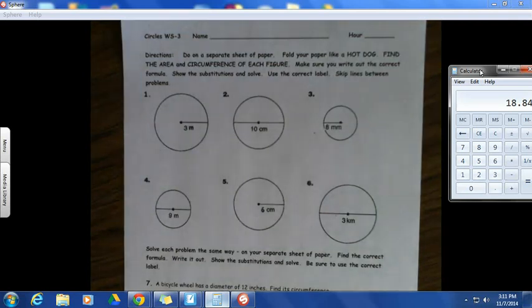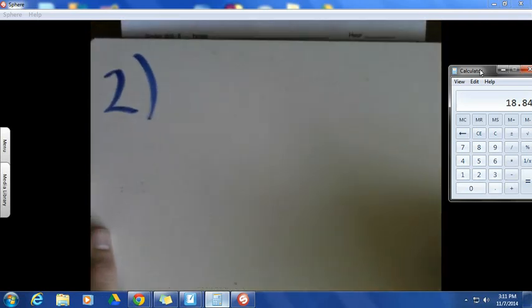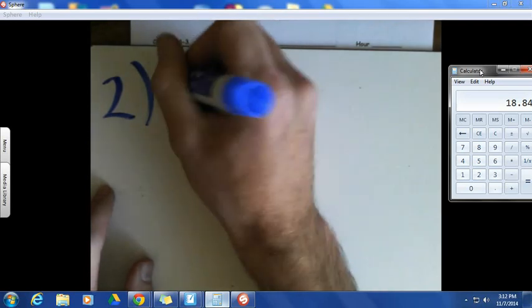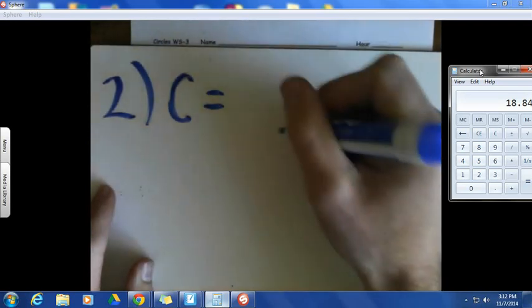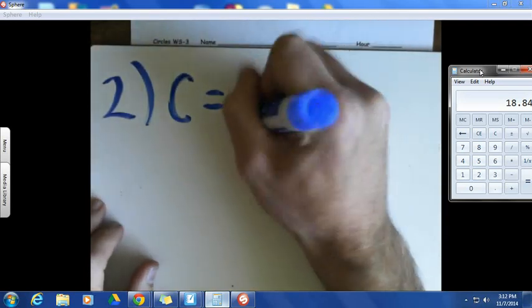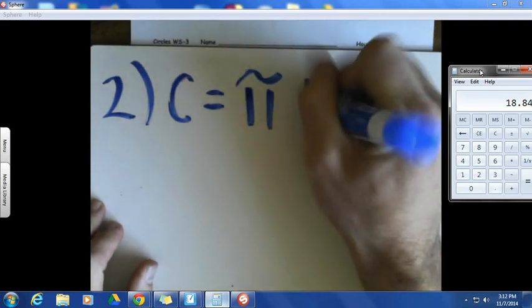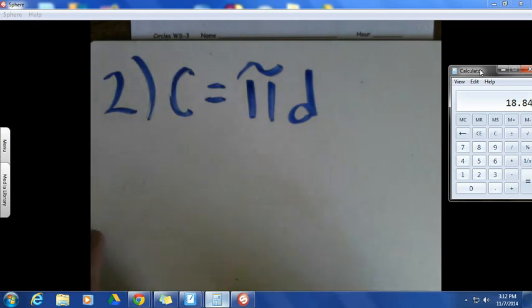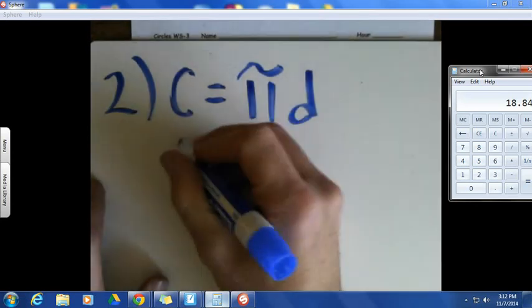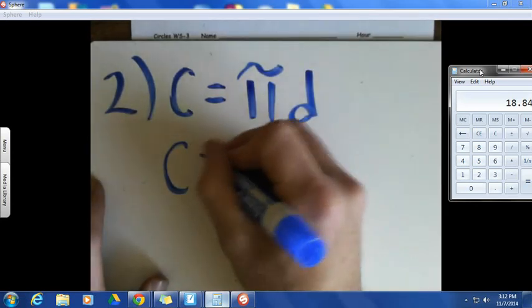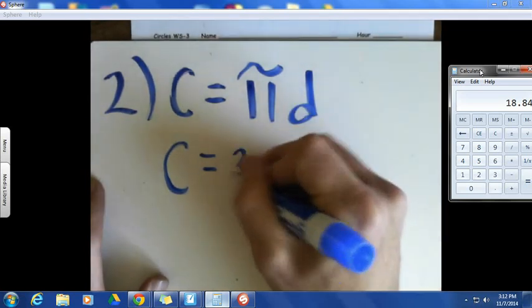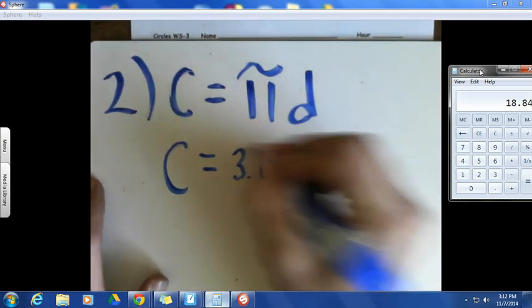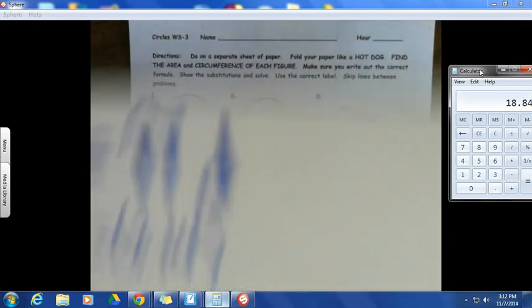Alright, so circumference equals, let's write out our formula, pi times d, which stands for diameter. We have our formula. We're ready to plug in our numbers and do our substitution. Pi is 3.14, and our diameter is 10 centimeters.